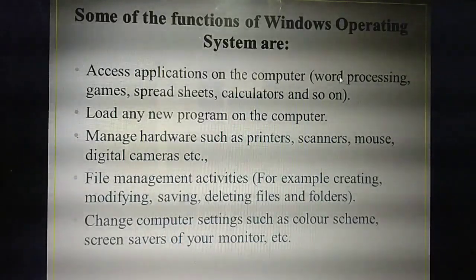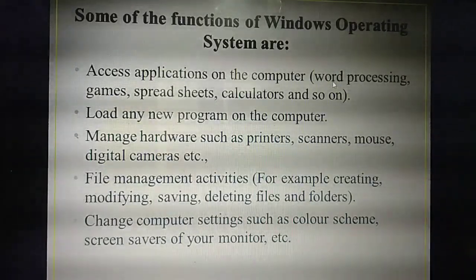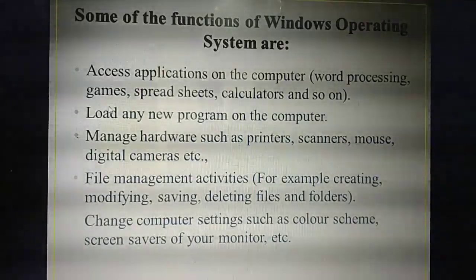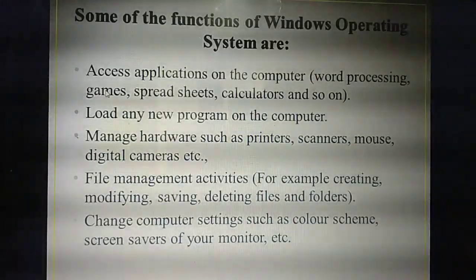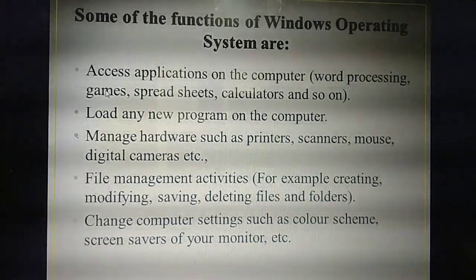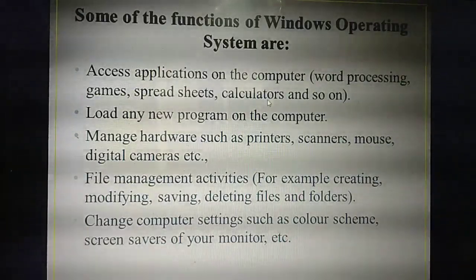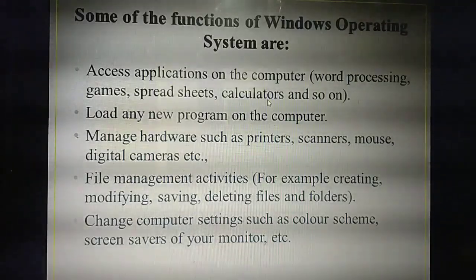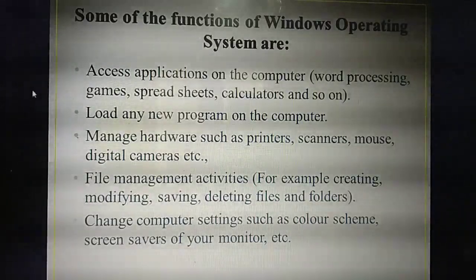For that, some examples of applications have been given. See what they are. Word processing means Word, the Word file, so you can type the file in Word. Then games. You can install any games in your system. Then spreadsheets. Spreadsheets means you can do calculations. You can enter your marks, you can enter your attendance, like calculations and all you can do in spreadsheets. Then calculators. What's the use of calculator? To do mathematical calculations. Likewise, there are a lot of applications, but they have given some examples.